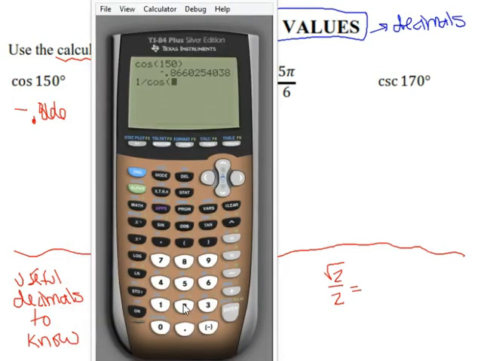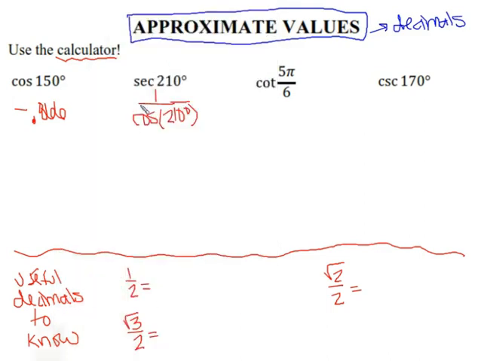1 divided by cosine of 210 degrees. So approximately, we would get negative 1.1547, we'll say.